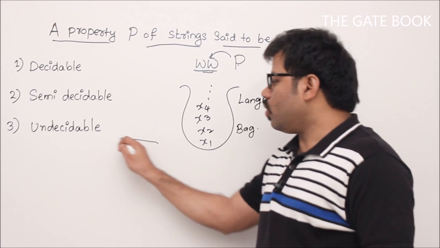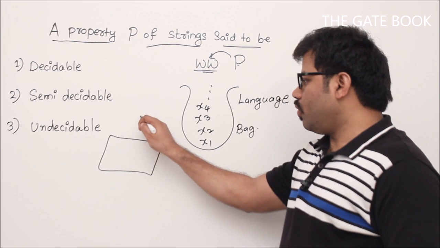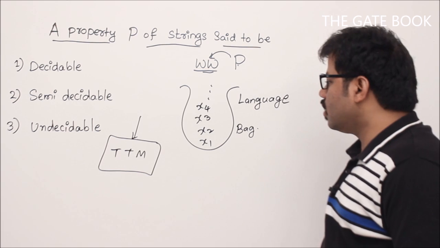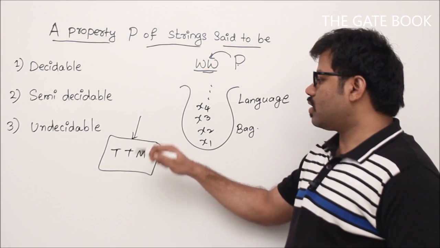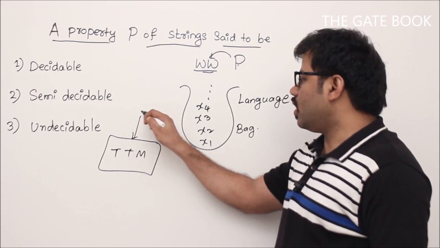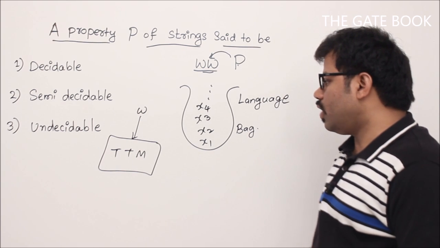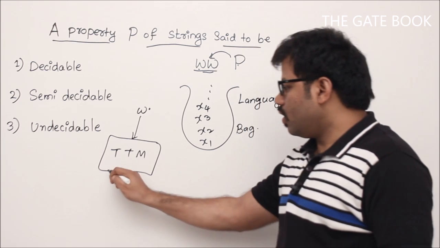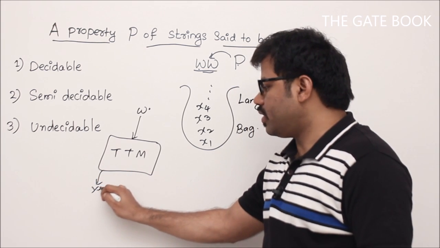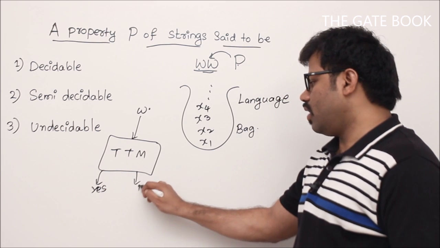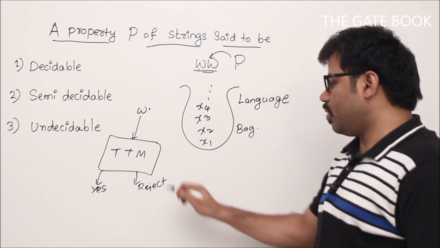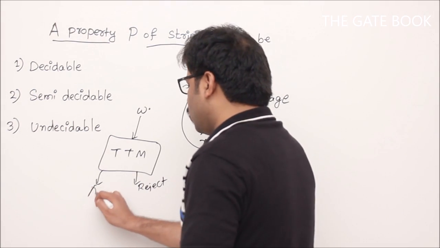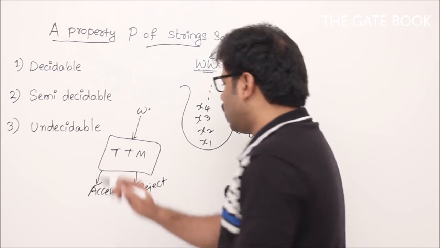Now come to machines. Now I have a Turing machine, especially a total Turing machine. If I give any random input, let's take something W, don't get confused between this W and this WW, they are different. Sometimes it is accepting, sometimes it is rejecting. We know the property of a total Turing machine: definitely it has to accept or reject, correct? Let's use accept and reject.